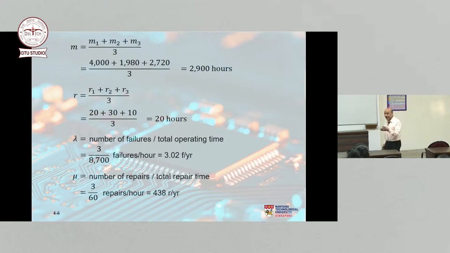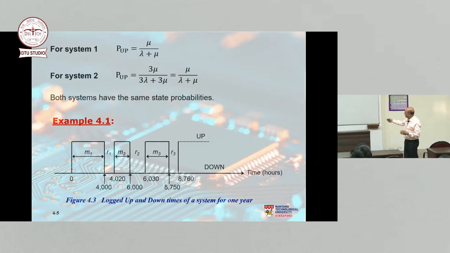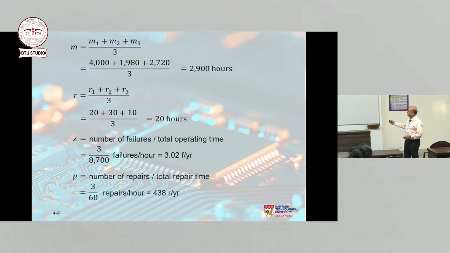You would have expected lambda to be 3, isn't it? Why? Because it failed here, it failed here, it failed here. You say, oh, 3 failures? But the failure rate is not 3. The failure rate is 3.02 failures per year. So it'll be very close to that, but not necessarily that. This is how we can actually estimate the failure rate and the repair rate.